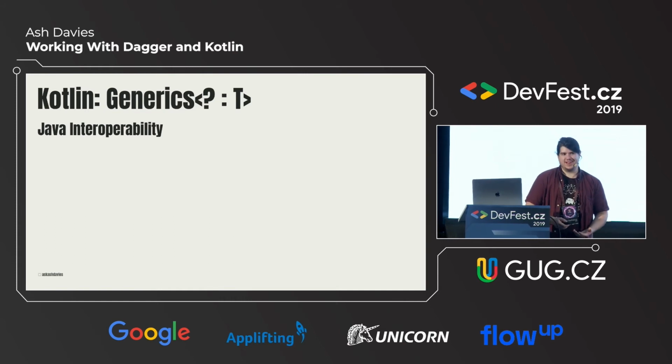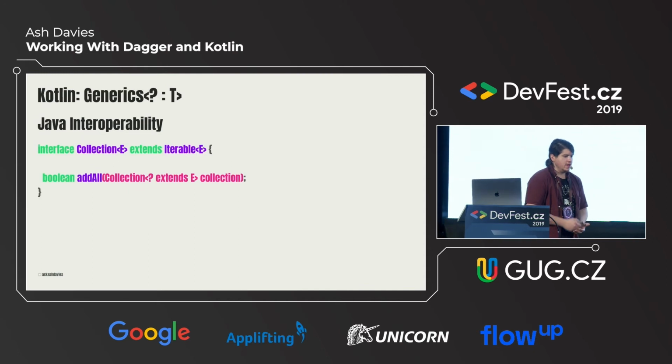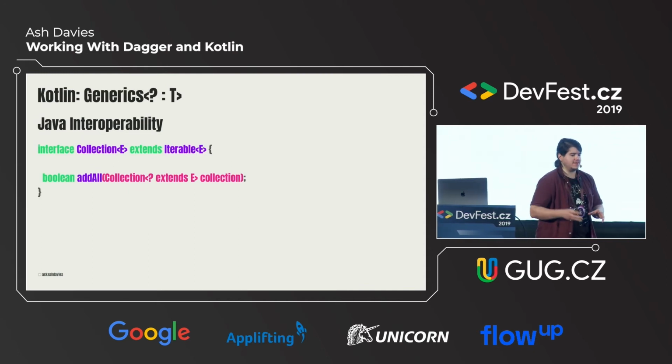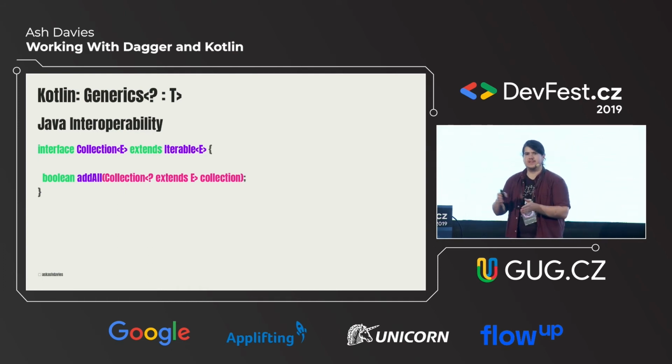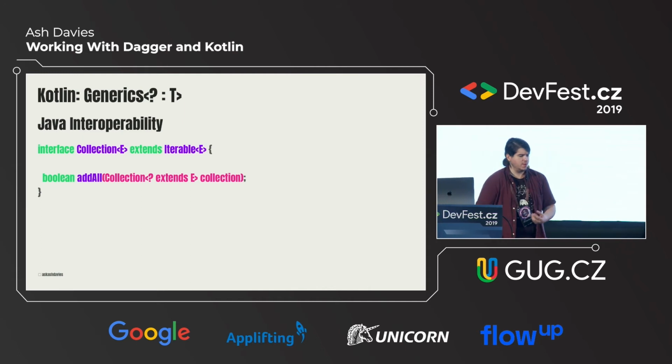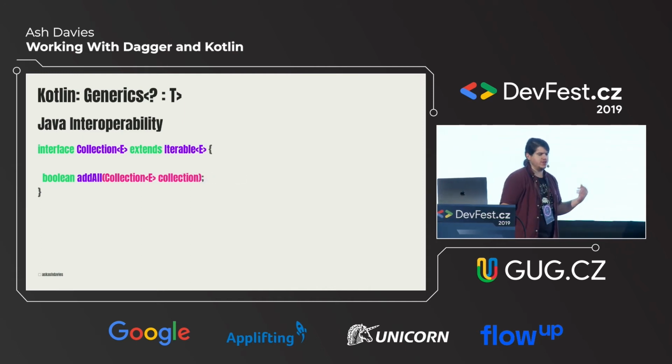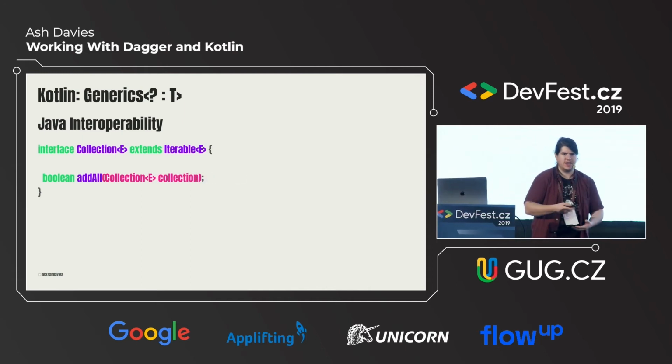So it uses declaration site variants instead. How does this work? Well, let's take a look. So in Java, we've got this kind of collection that extends an iterable. And they have this addAll with something extends E, this wildcard saying what this thing extends E. But why do we have this? I mean, couldn't we just simply have add collection?